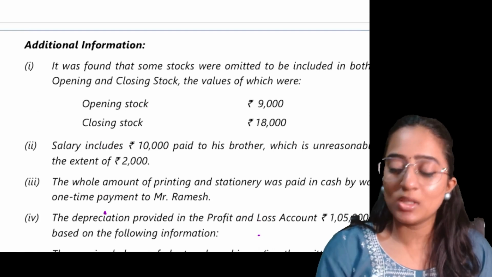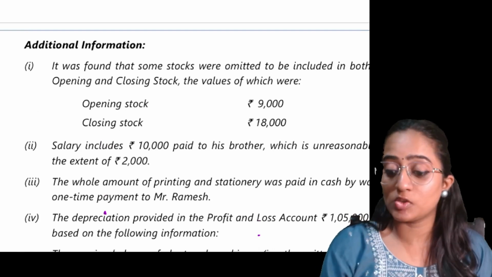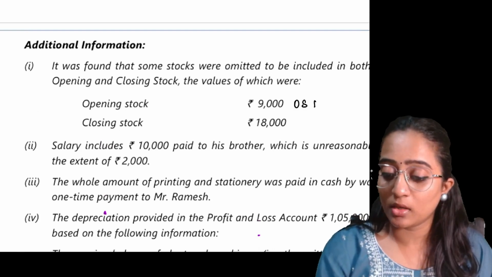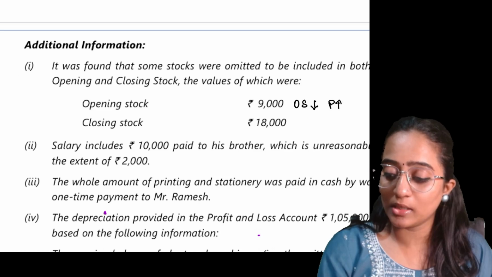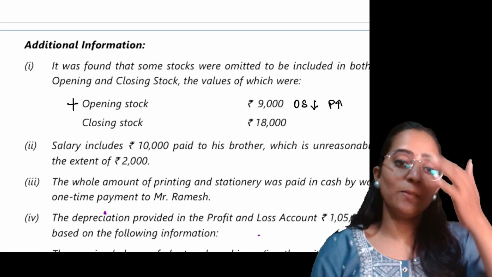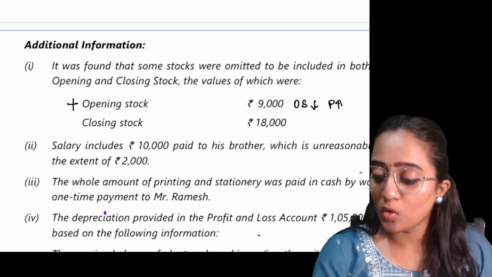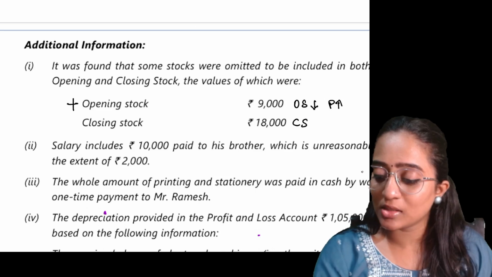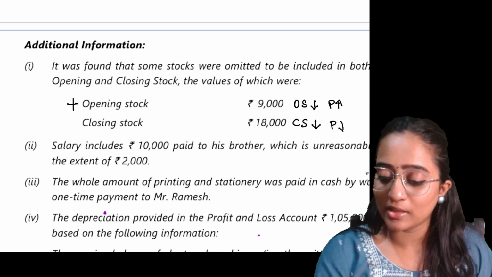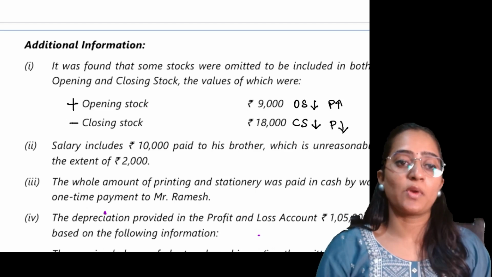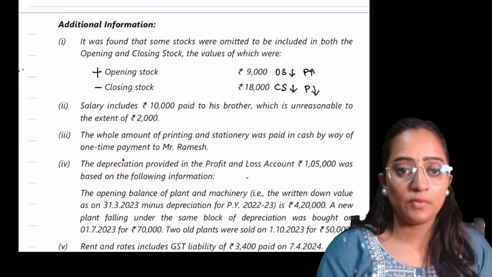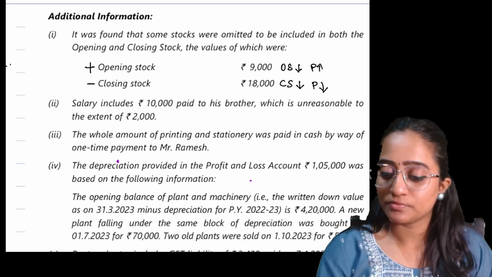Now, what would be the effect you would do in the opening stock? If the opening stock decreases, your profit would increase. So you would add this in your PGBP computation. If the closing stock is decreasing, profit would automatically decrease. So you will subtract this from your PGBP. Everyone understood the effect? Great.